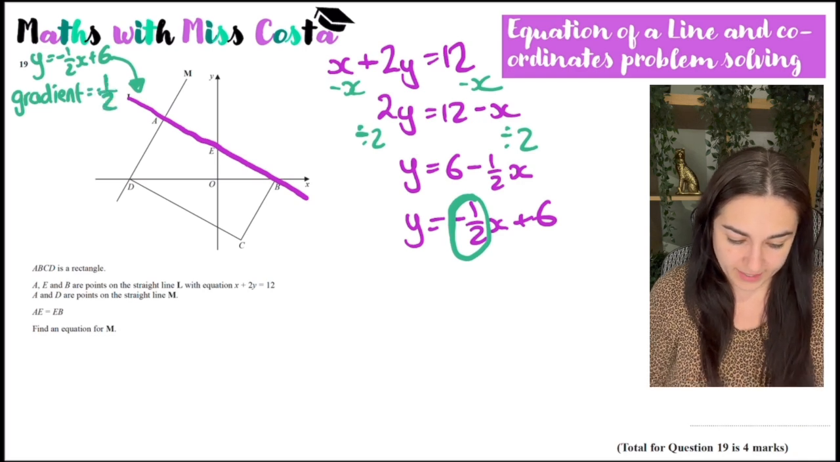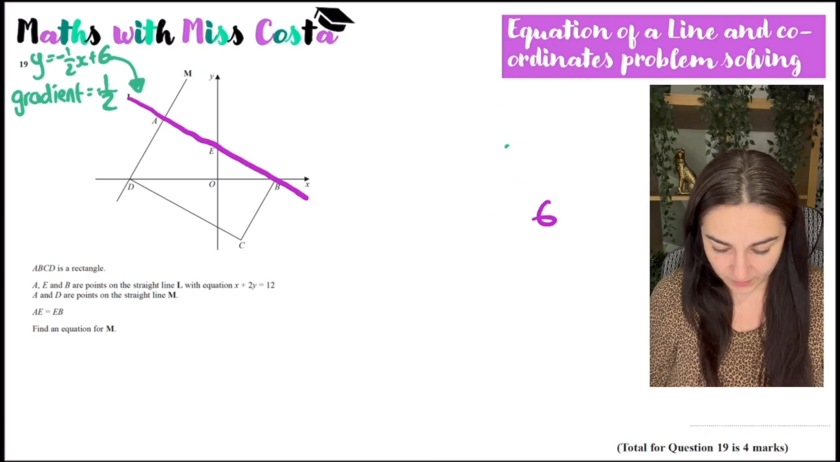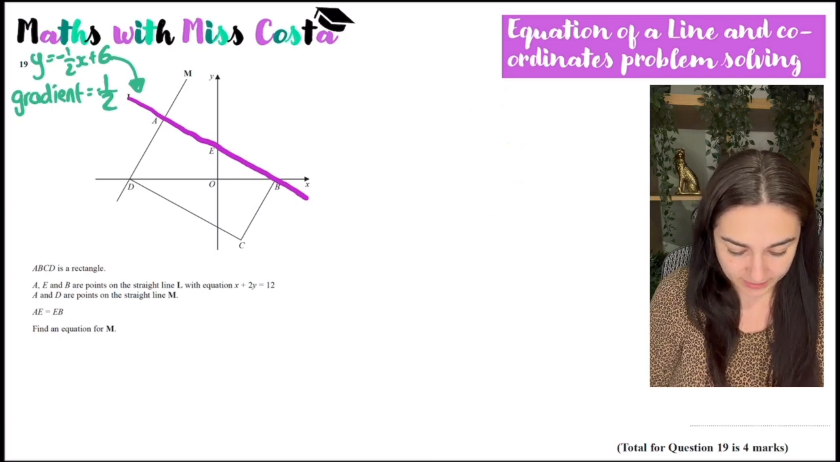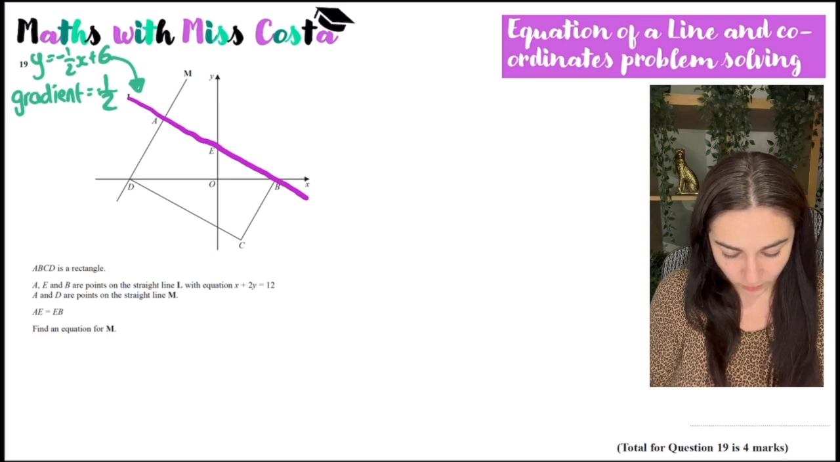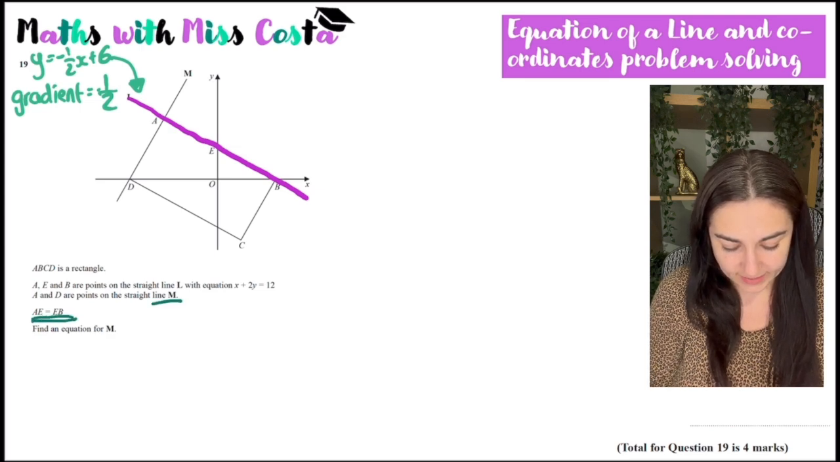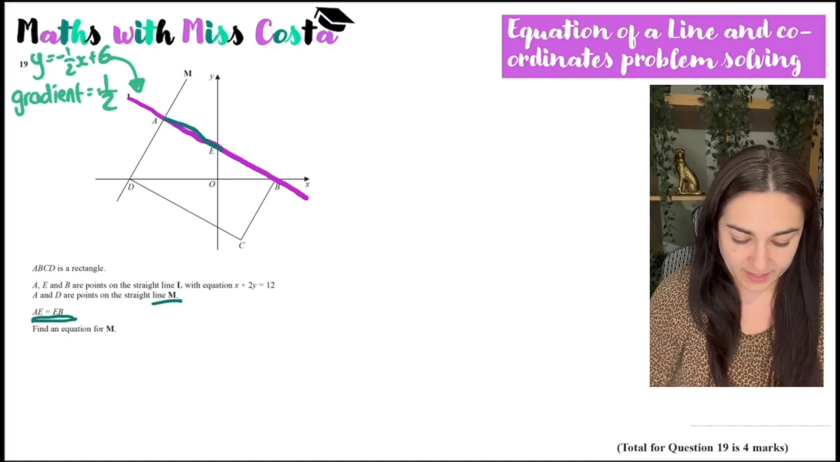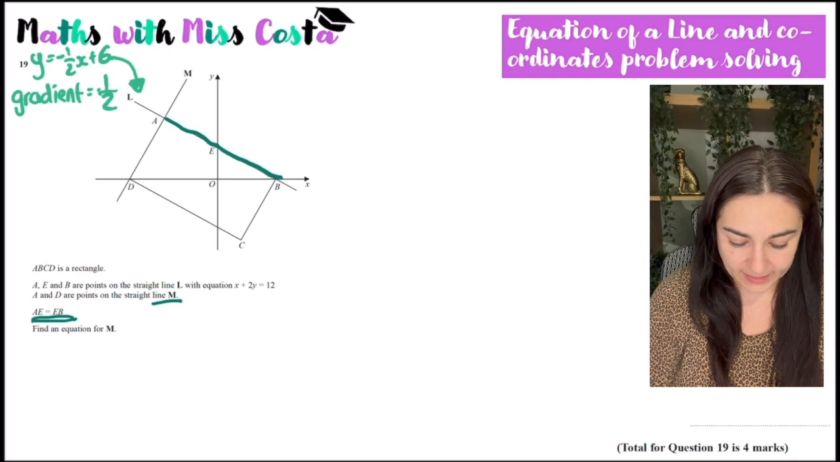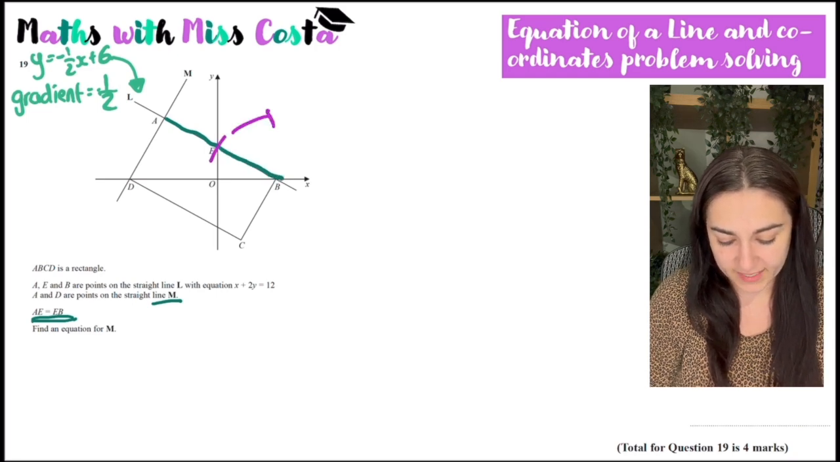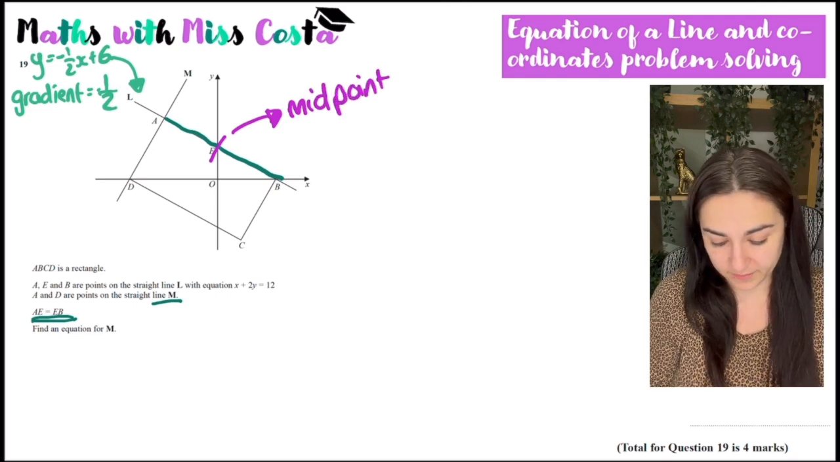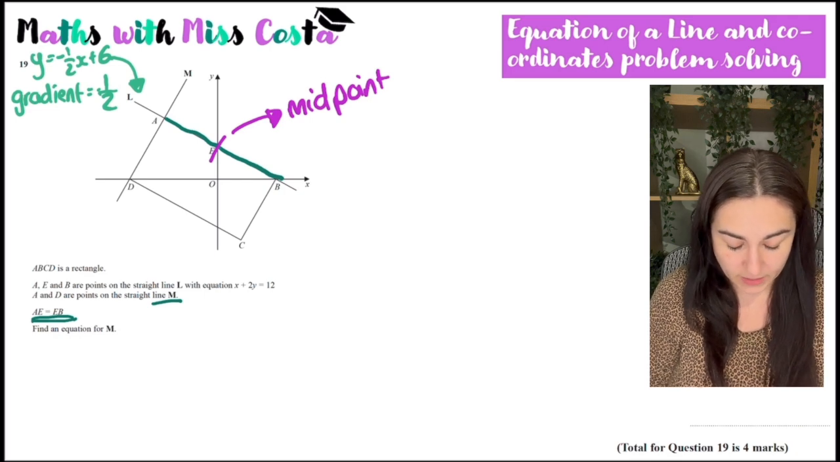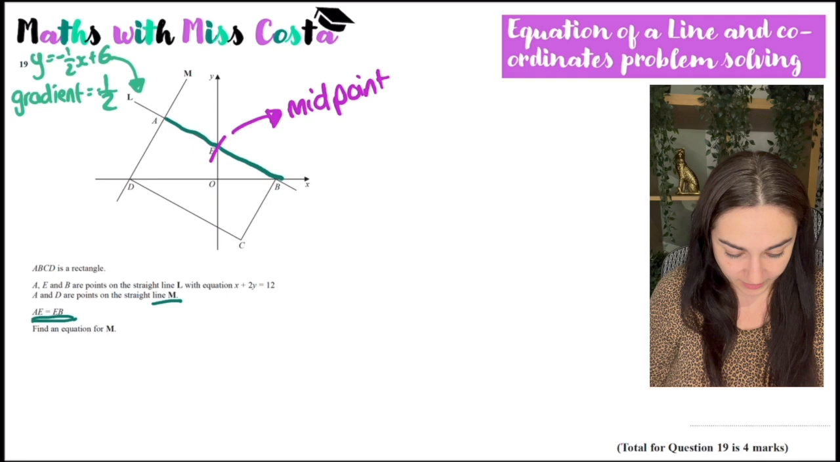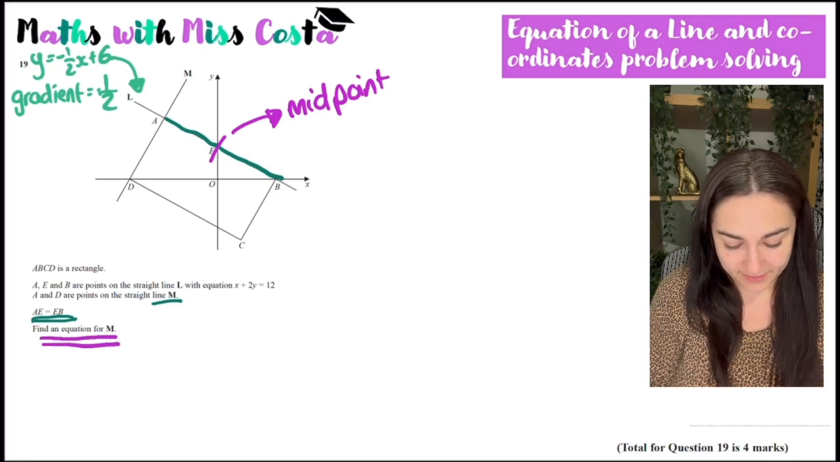Now, what have I actually been asked to do? I was given that information and I used it, and I'm told A and D are points on the straight line M, and that AE equals EB. So this length here is equal to this length here. So essentially, if AE equals EB, then that must mean that this is the midpoint, because they were equal, and this must be the halfway point. So I know that is the midpoint of this line. What am I actually being asked to do? I'm asked to find an equation for M.